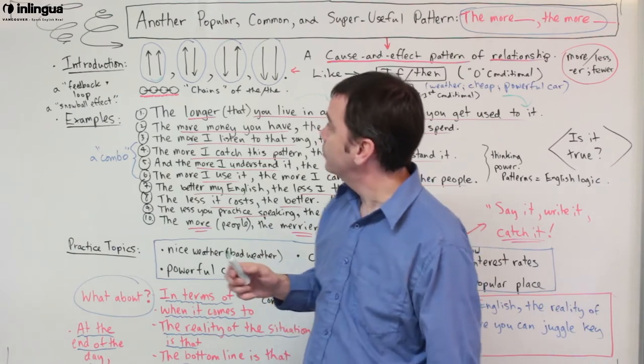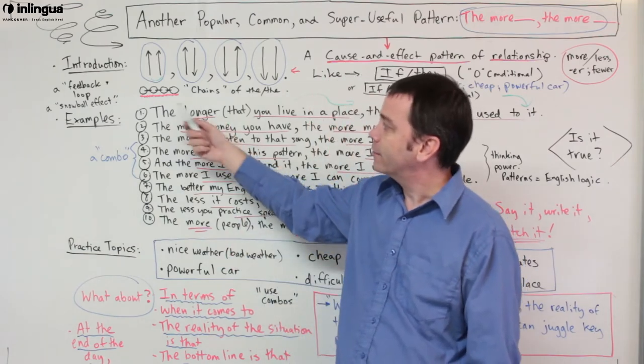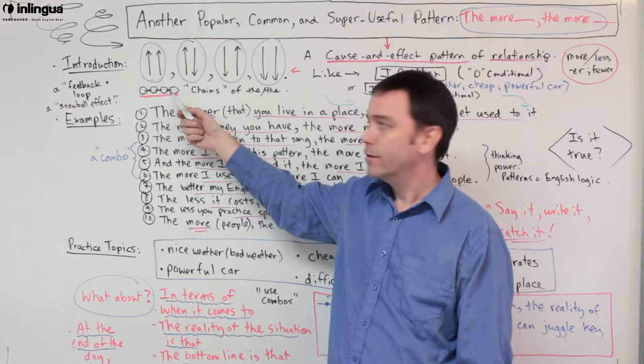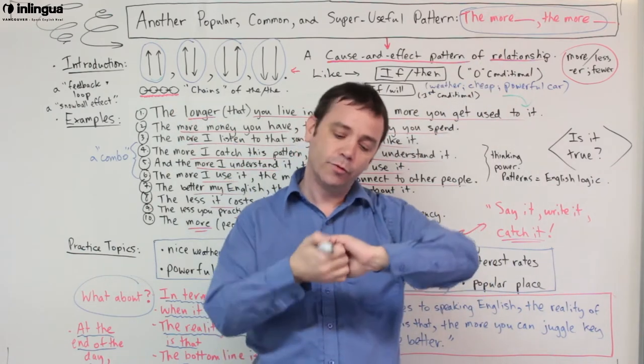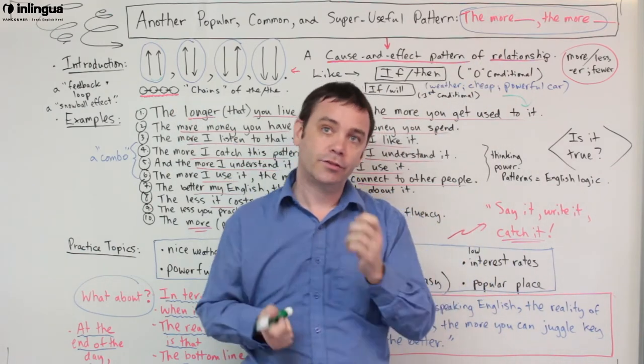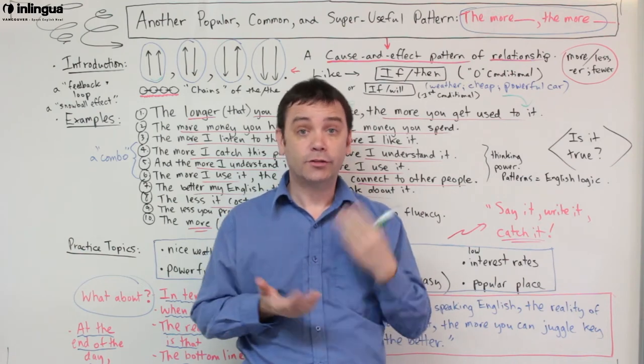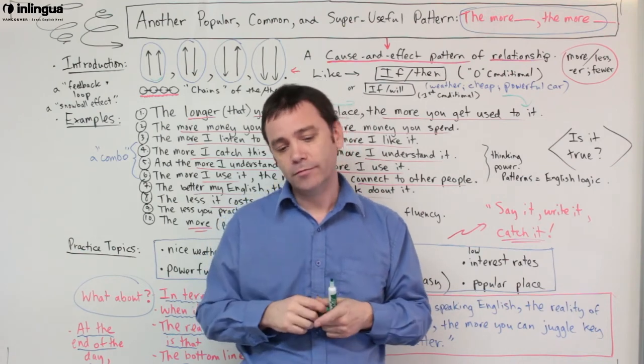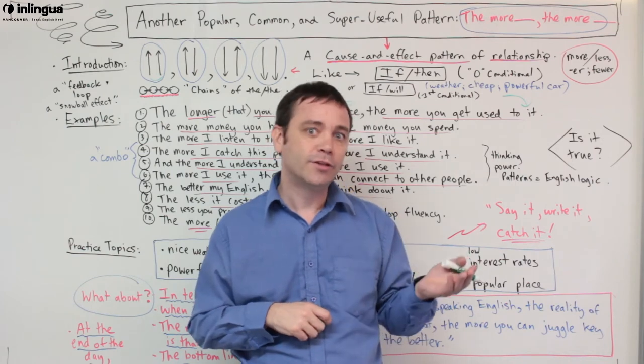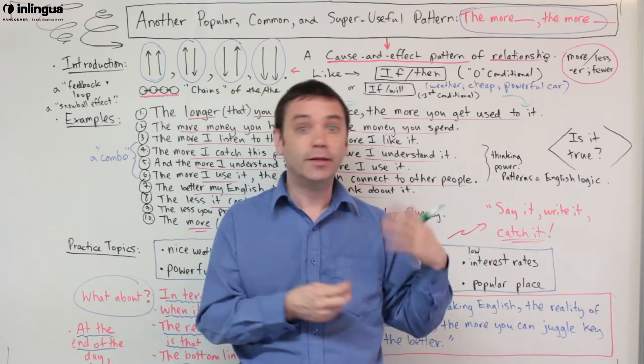so also we can make chains. Look at this, it's like a chain. This pattern is so useful, often you will put chains together. Let's try. The more you travel, the more you like traveling. The more you like traveling, the more you save money to go traveling. The more you save money, the more possibilities you have.